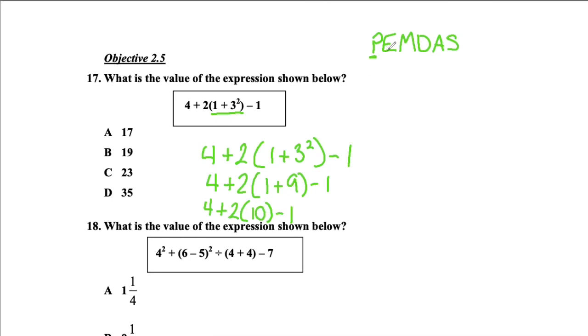So next, there are no more exponents, but we have multiplication. So 2 times 10 is going to be 20. 4 plus 20 is 24. 24 minus 1 is 23. Or answer choice C.